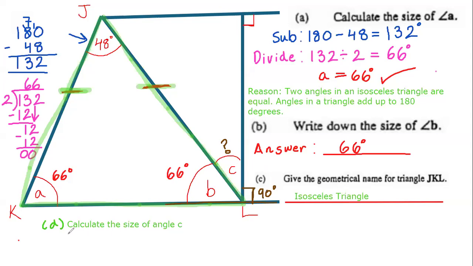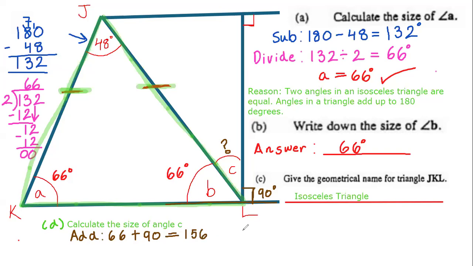So what we gonna do? We're gonna add. Add what? Add 66 plus 90. Yeah, sorry, I was looking at the wrong line. When we add 66 and 90, what we get? 156. Very good.